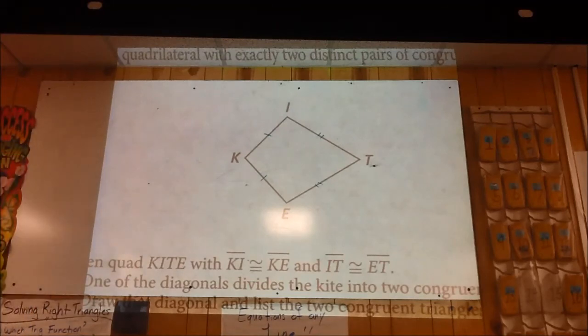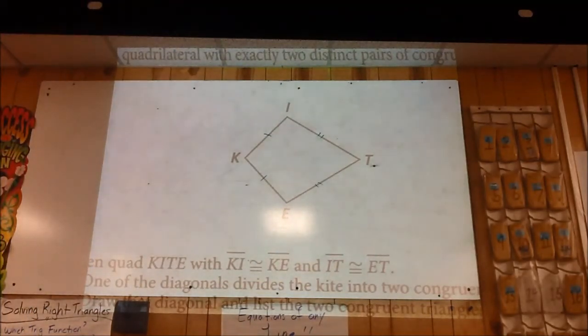Sweet. Okay, so part A reads, one of the diagonals divides the kite into 2 congruent triangles. Every single quadrilateral has 2 diagonals, and they're telling you that in a kite, one of those divides the kite into 2 congruent triangles. I want you to identify which one of the diagonals does that, draw it in, write a congruency statement for the triangles, like triangle blah blah blah is congruent to triangle blah blah blah, and tell me how you know that.